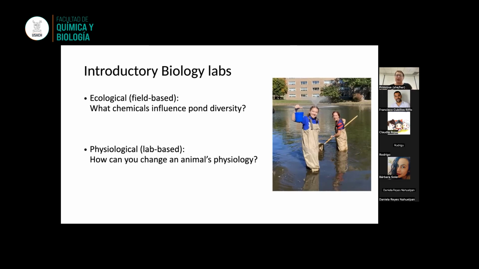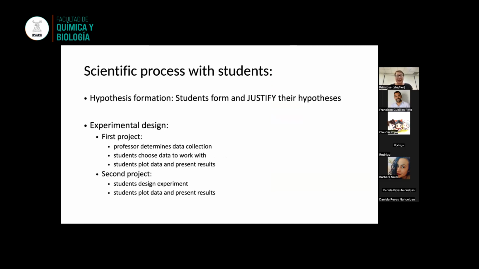And so in this first question, they're asking about how the ecology of diversity in a pond changes with different chemicals. So they go out to the pond, they measure the chemistry, and they count the diversity. In the second project, they ask how you can change an animal's physiology in the lab. Well, let me give you a few details about this.